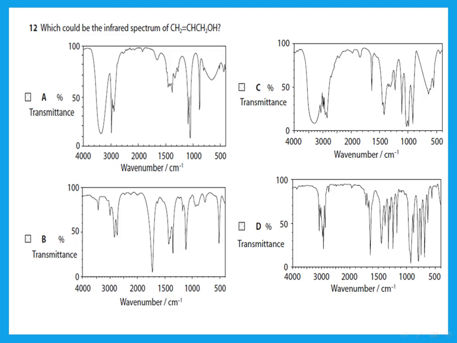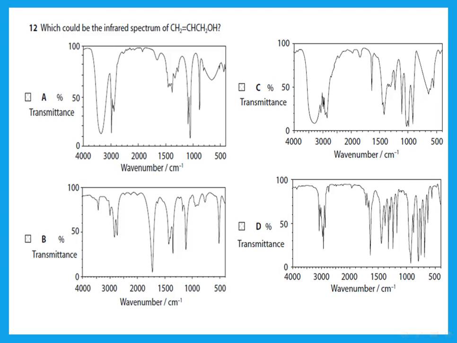Which could be the infrared spectrum of this compound? So he's looking for something that has an OH, that means an alcohol, and an alkene with a C double bond C. Now, usually you would have your data booklet with you, but just looking at them, first of all, B and D are out because B and D do not have peaks for OH. Remember, the peak for the OH is the one that is broad at 3000 and something.